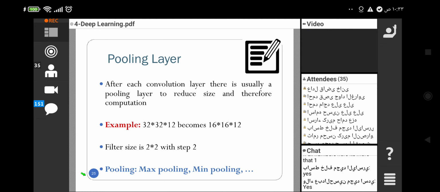For example, if the size of the output of the convolution is 32 by 32 by 12, what does this mean? It means that we have 12 kernels, and the size of the input is 32 by 32.